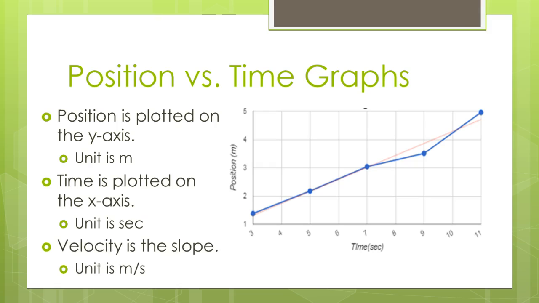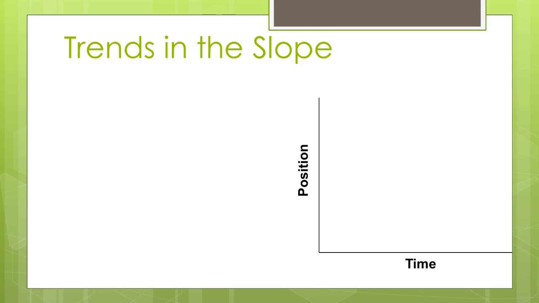The slope, which is the relationship we observed during our lab, is velocity. We know that because if we take the slope, which would be rise over run, or meters over seconds, or meters per second, that's the unit for velocity. Understanding how a slope moves through a position versus time graph tells us a lot about the object's motion. So let's understand these trends.